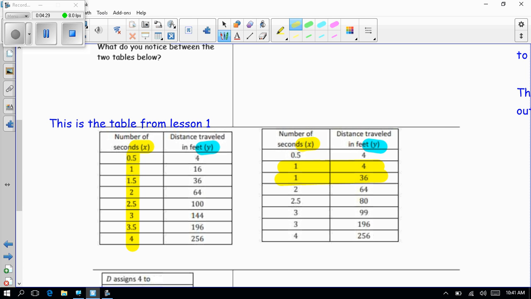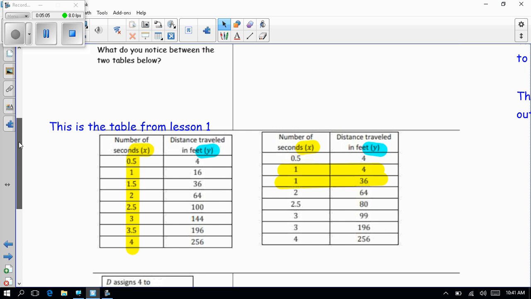Why is it not a function? We can't use this data to make a prediction. I don't know if 1 is going to be closer to an output of 4, or if 1 is going to be closer to an output of 36. I can't predict what it's going to be based on this information. Is this wrong information? No, it's not wrong. It's just not a function. I can't make a prediction using this information. So that's why that key in the definition of assigning exactly one output is very important when we're talking about a function.